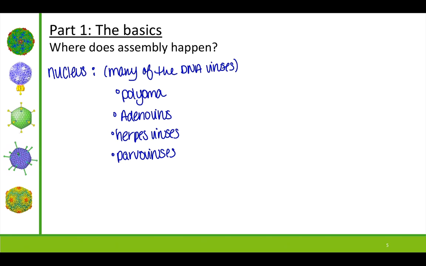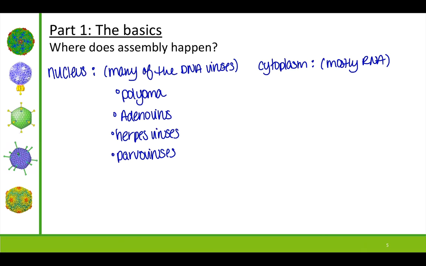But of course, on the other half of the cell, we've got the giant cytoplasm there. And so within the cytoplasm, this is going to be mostly your RNA viruses. Now, again, there's going to be exceptions to that rule. An exception to that is going to be our influenza, which we know heads to the nucleus where it completes cap snatching because it needs that cap from a host mRNA to serve as a primer for its replication.